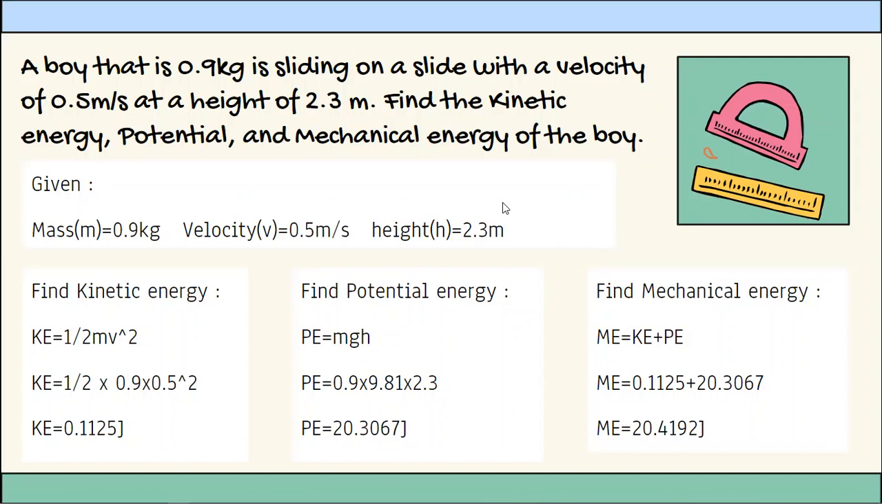At the end, we need to find mechanical energy. We learned previously that mechanical energy is the sum of kinetic energy and potential energy. So we add these two energies. We add 0.1125 plus 20.3067. We'll end up with 20.4192 joules, which is our mechanical energy.